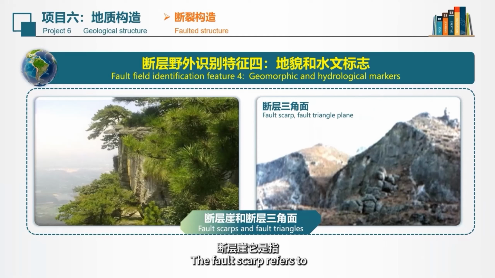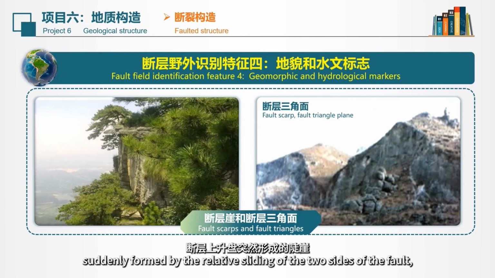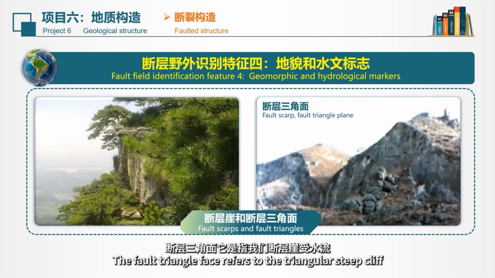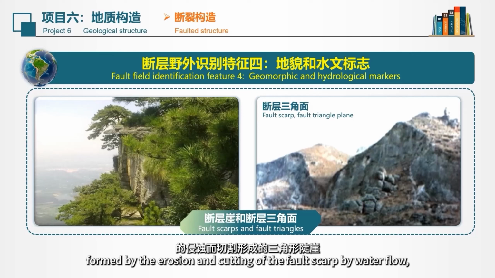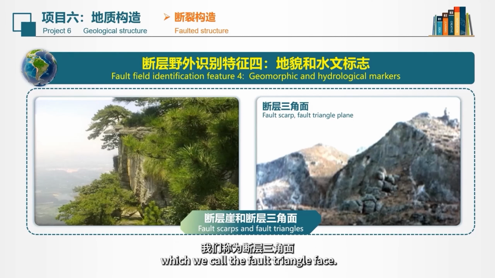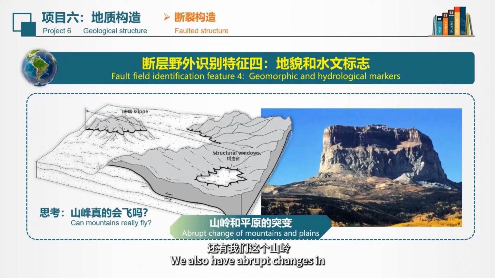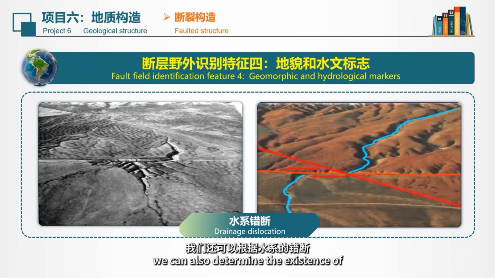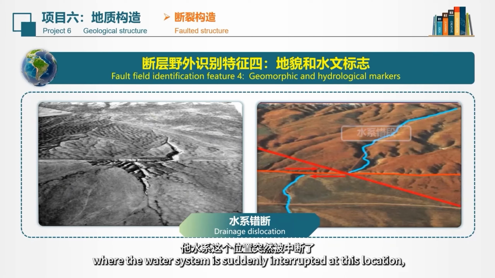The fault scarp refers to the steep cliff suddenly formed by the relative sliding of the two sides of the fault, as shown in the photo on our left. The fault triangle face refers to the triangular steep cliff formed by the erosion and cutting of the fault scarp by water flow. We also have abrupt changes in mountain ranges and plains, such as flying peaks and tectonic windows. In the field, we can also determine the existence of faults based on the offset of the water system, such as in this photo, where the water system is suddenly interrupted at this location, which proves that there is a fault here.